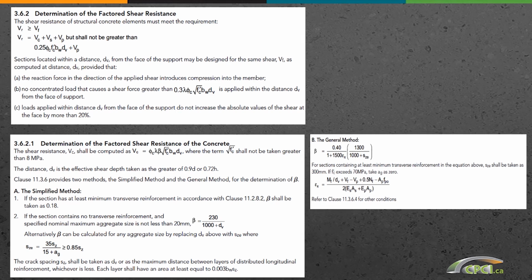And in the general method, beta becomes a little bit more complicated because we introduce the strain of the concrete at the crack section, which is calculated using the same formula that we used before in the past.